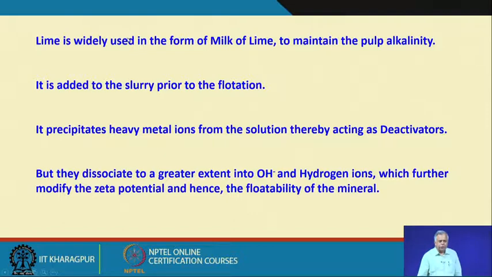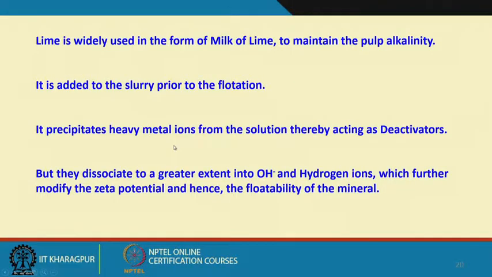Lime is widely used in the form of milk of lime to maintain the pulp alkalinity. It is added to the slurry prior to the flotation. There is a conditioning tank, that is your slurry preparation tank, before you send it to the actual flotation plant, where you ensure the mixing of your collectors to the surfaces of the minerals effectively. And these collectors are more effective at a particular pH range. So, there you start maintaining that pH to ensure that my collectors are properly adsorbed to my targeted mineral surfaces.